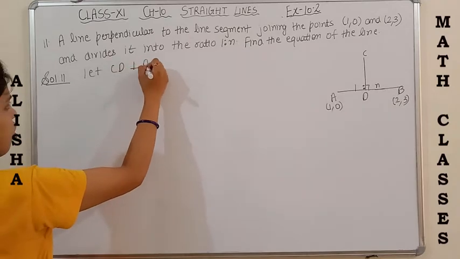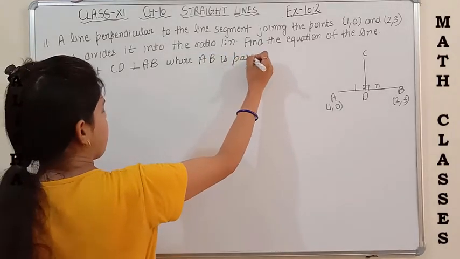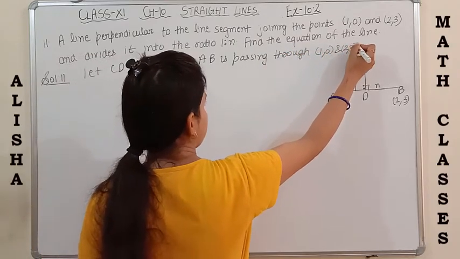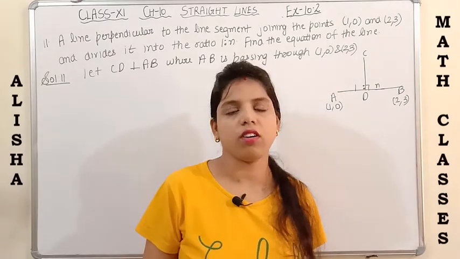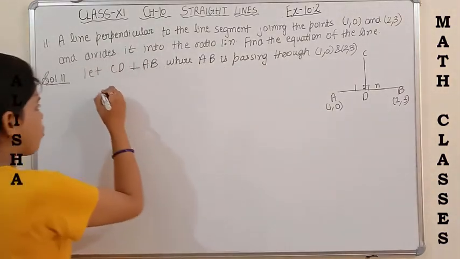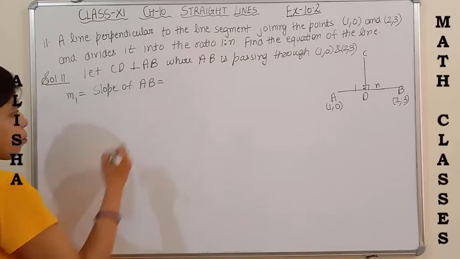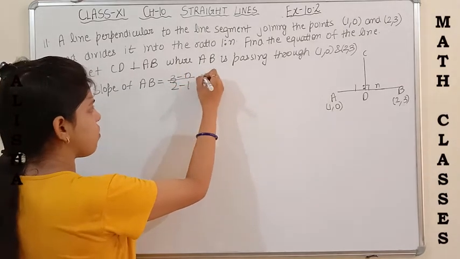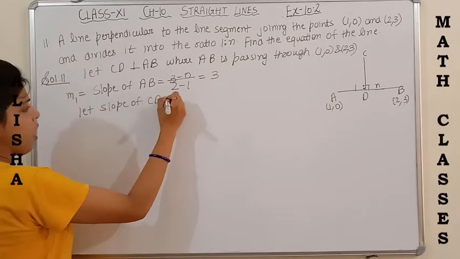We have assumed CD is perpendicular to AB, where AB is passing through these two points (1, 0) and (2, 3). Whenever a perpendicular question is given, as we did in the previous question, you have to apply the concept of slope: the product of slopes is equal to minus 1. So first, let slope M1 be the slope of AB. Use the formula of slope of AB, which is (y2 minus y1) upon (x2 minus x1). That means (3 minus 0) upon (2 minus 1), which is 3. Let the slope of CD be M2.